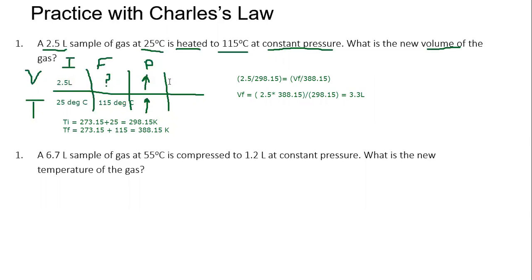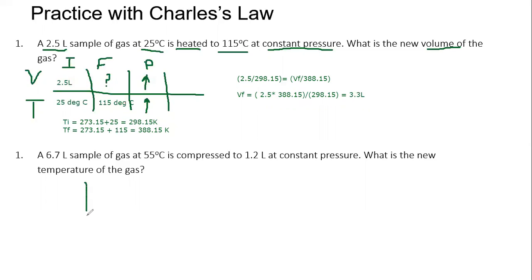Now, so far, we've just been calculating the final volume. In the next example, we want to calculate the new temperature when we compress a sample of gas at 6.7 liters and 55 degrees Celsius to 1.2 liters at a constant pressure. What's the new temperature of the gas?